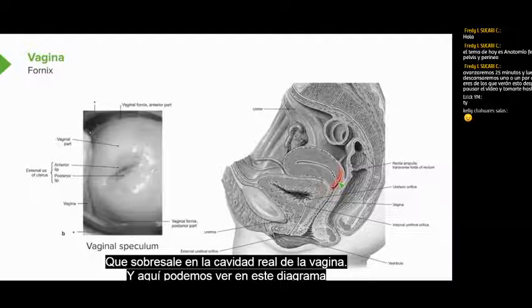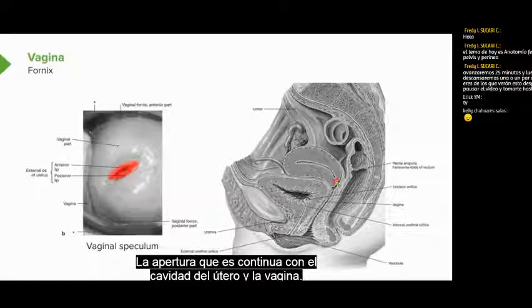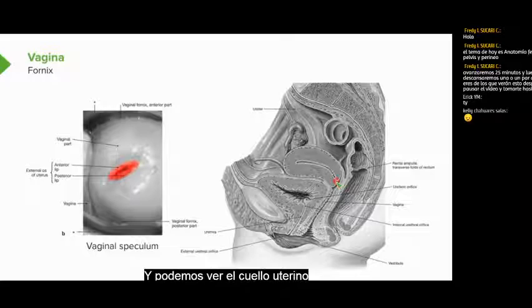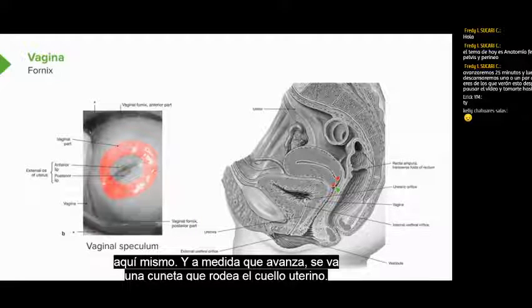And here we can see in this diagram, we have what's known as an external os, and that is a small opening which we can see here as well. The opening that is continuous with the cavity of the uterus and the vagina. And we can see the cervix, this region here, is actually pushing into the vagina. And as it pushes in, it leaves a gutter that surrounds the cervix.